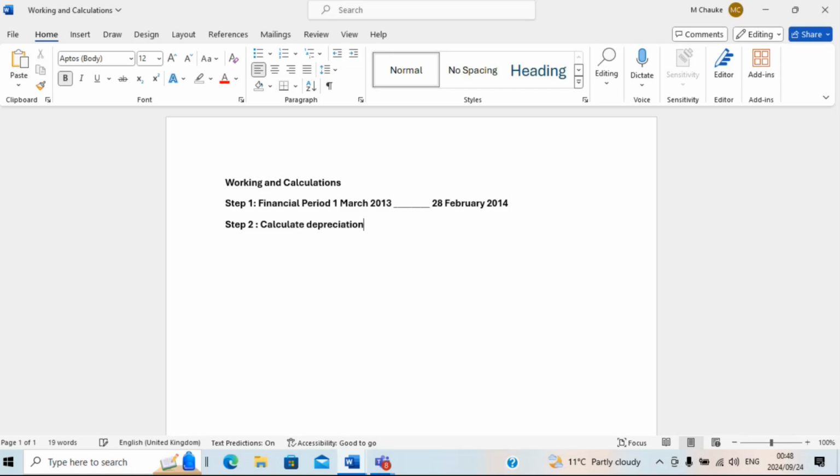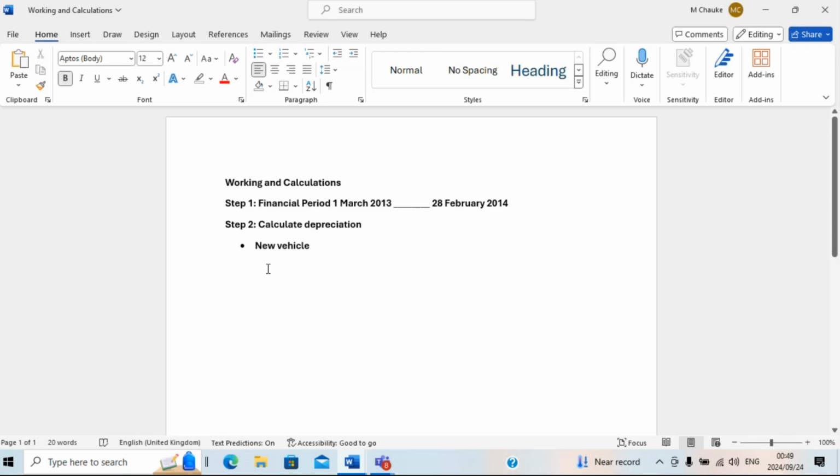Depreciation. All right, so step number two, you have to calculate depreciation. Number one, under depreciation, we have to calculate depreciation for the new vehicle. That is the easiest, right? Depreciation for the new vehicle. I'm just going to put a bullet there, so that you see it's under calculating depreciation.